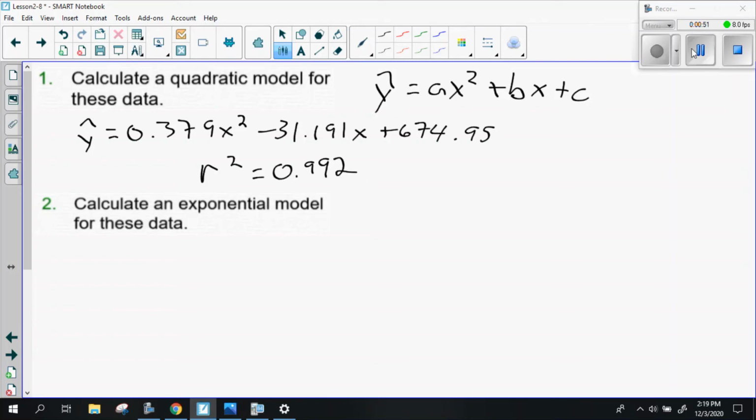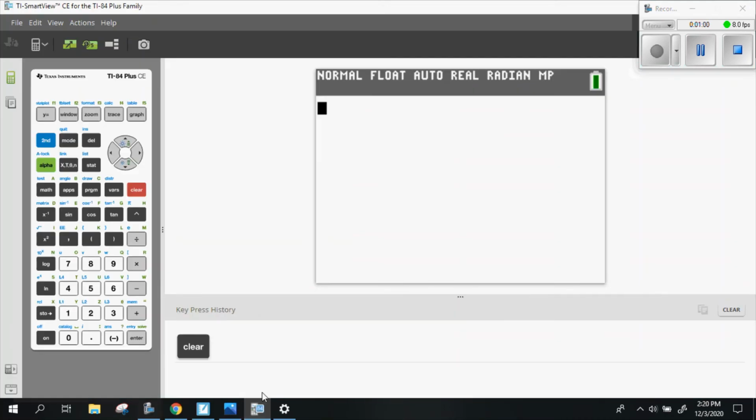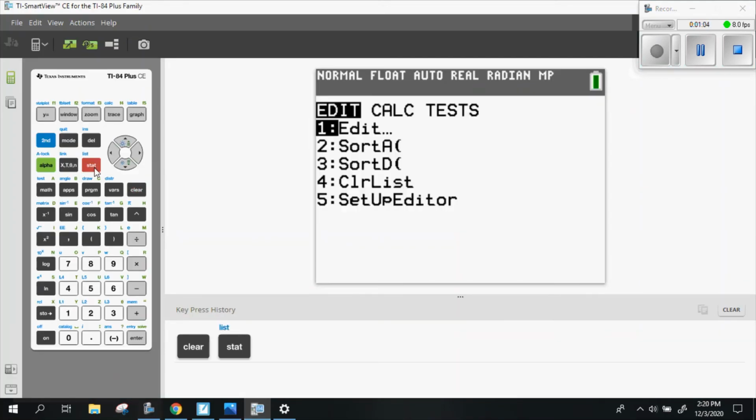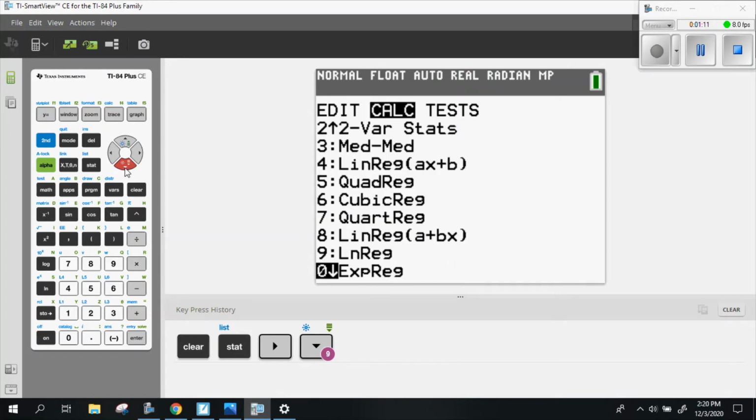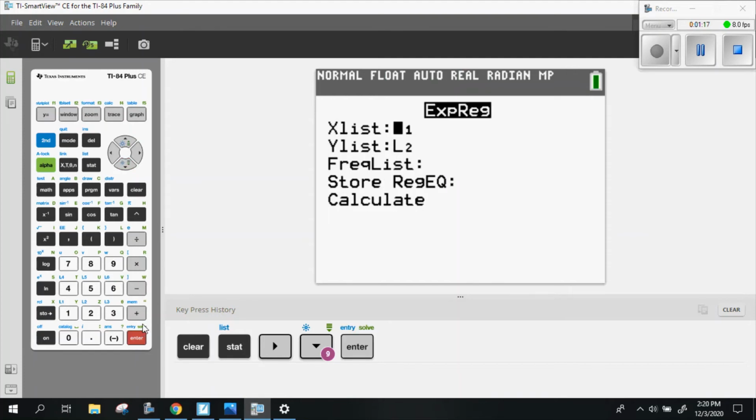All right, so now let's answer number 2, and we'll calculate the exponential model for these data. So let's go back to our handy dandy calculator. Now we're going to hit stat again, and we have that list already in there. So we're going to go over to calc. You don't see it right on the screen, but one more down gives us ExpReg, which is for exponential regression. So we'll hit enter on that. Make sure that our x list is L1 and our y list is L2. It looks good, and we'll click calculate.